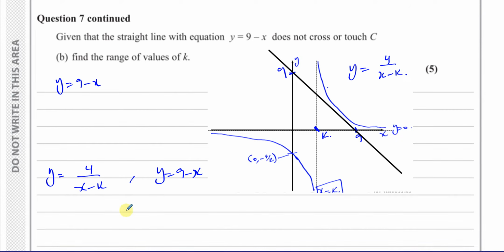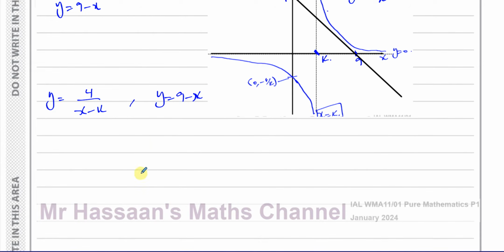Okay, so when we solve a pair of simultaneous equations, what we do is we substitute one of the equations into the other. So what I'm going to do is write this as 9 minus x equals 4 over x minus k. Okay, so I've just replaced this y with what y equals from the other equation.